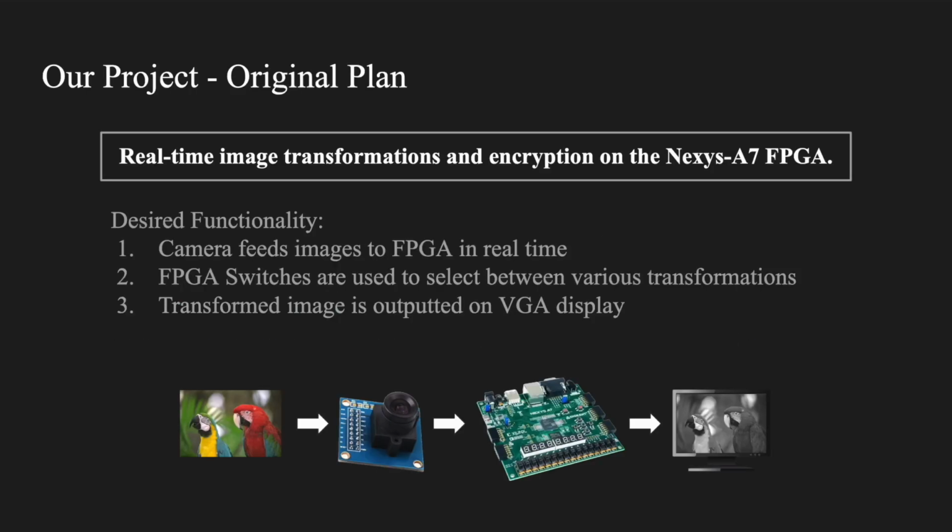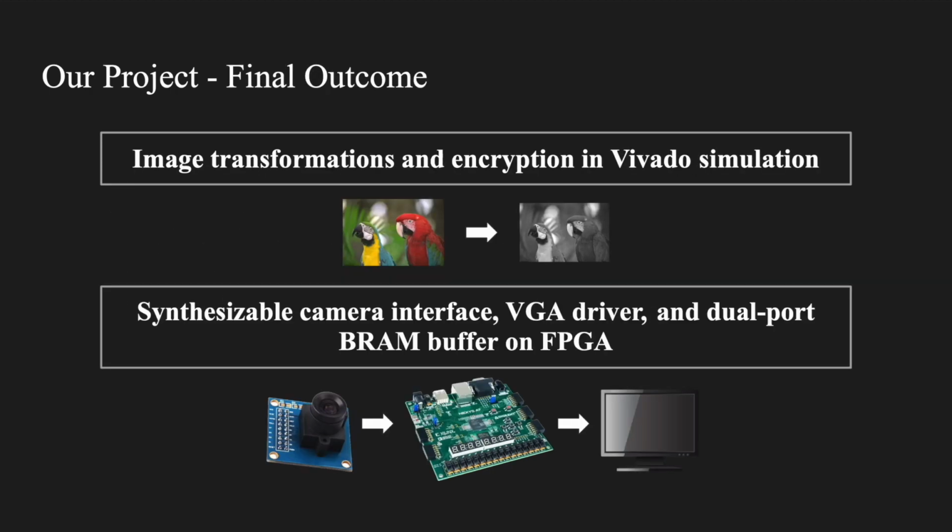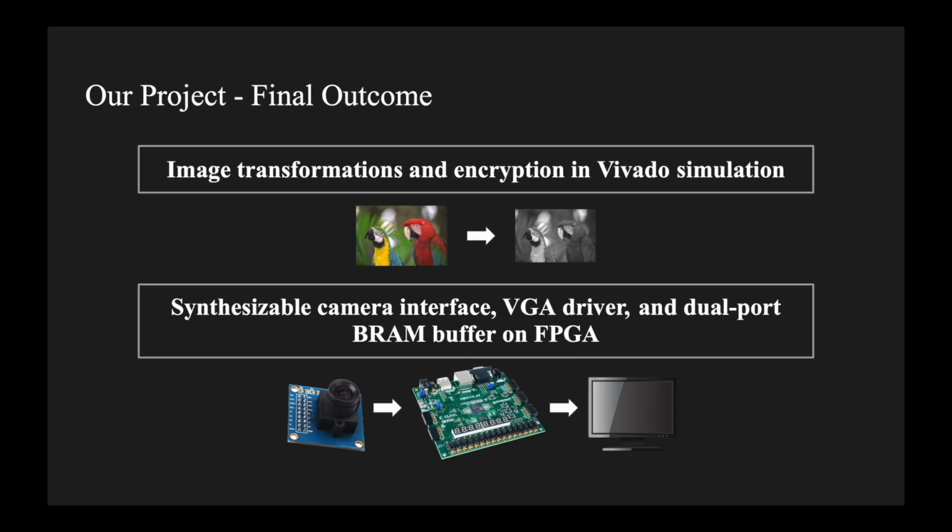Our project is about real-time image transformations and encryption on the Nexys-7 FPGA. The original plan was to have a camera inputting images to our FPGA. We would then use switches on the FPGA to select between various transformations, and the transformed image would be outputted to a VGA display. In the end, we were able to successfully simulate the image transformations and encryption. We were also able to synthesize an interface between the camera, the VGA, and the onboard frame buffer.